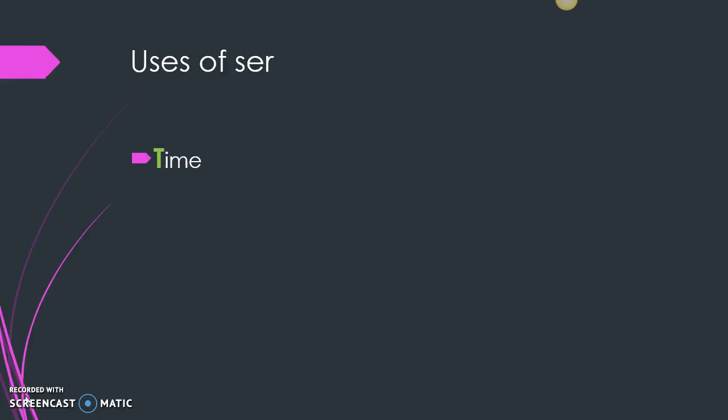The T stands for time. We use ser to express what time it is. The O stands for origin. We use ser to tell where someone is from or to tell nationality. The P stands for possession. We use ser to say that something belongs to somebody.